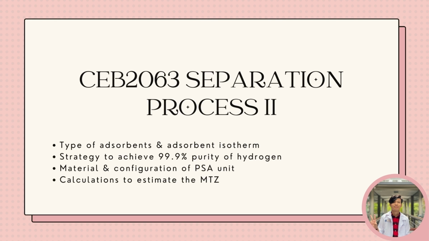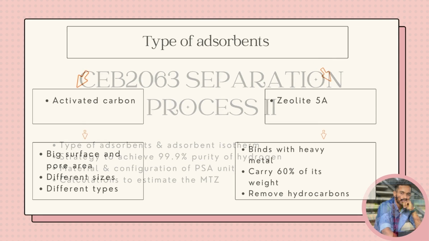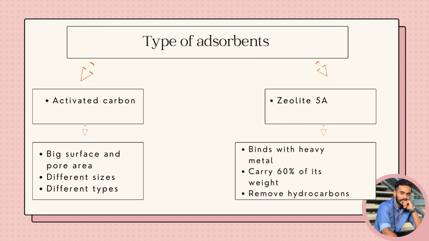Next, we will move on to the separation process 2 part. There are two types of adsorbents, which are activated carbon and zeolite 5A. So let's begin with activated carbon.